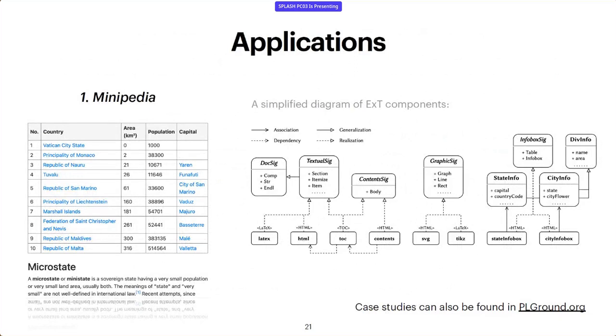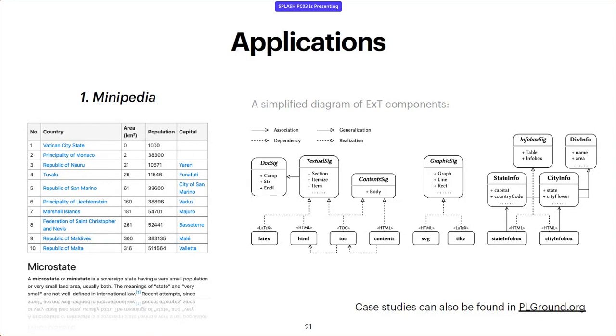And we have 3 case studies that can also be found on that website. The first case study, the application is Minipedia. It's a mini document repository for cities and states. It demonstrates the extensibility of our language because, as shown in the figure on the right-hand side, we have a lot of components in this language, and some of the components are provided in a library.